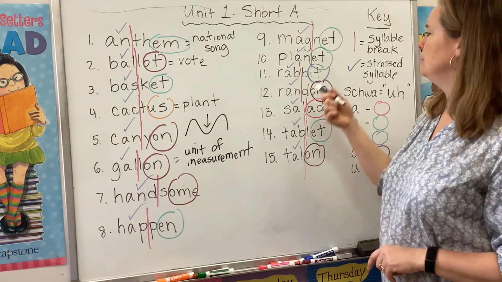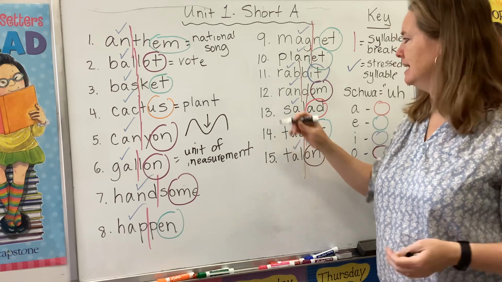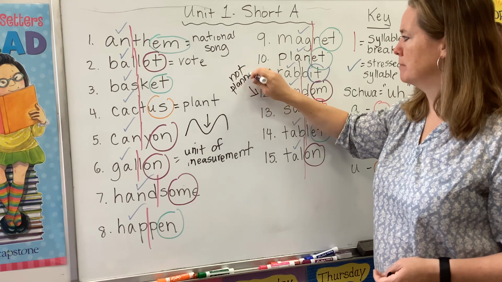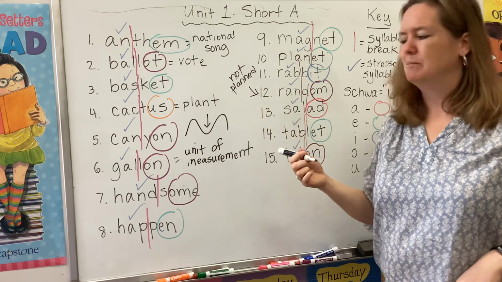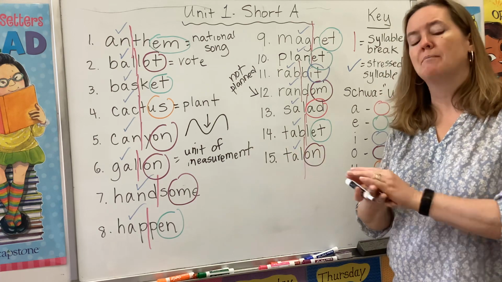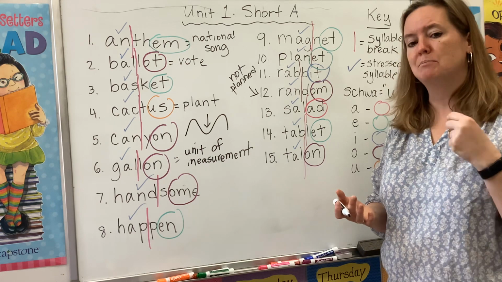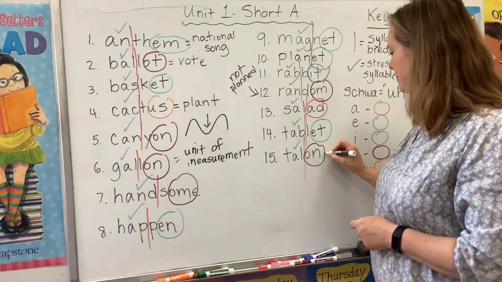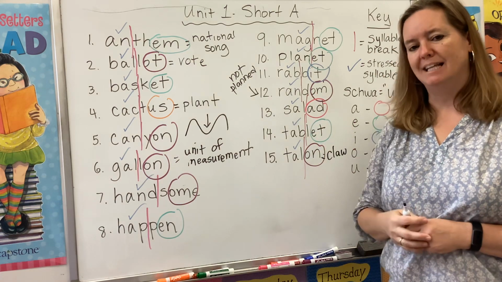Handsome, you know. Happen, you know. Magnet, planet, rabbit. Random. If something happens randomly, it's not planned. Okay? So if I pick a random number, I just say 7. I'm just picking randomly. There's no plan behind it. Salad, you know. Tablet, keep in mind we could be talking about an iPad, right? Something that you play games on, but could also be talking about a pill. Some types of medicine come as tablets. And then the last thing, talon, that's a claw, okay? So an eagle would have sharp talons.